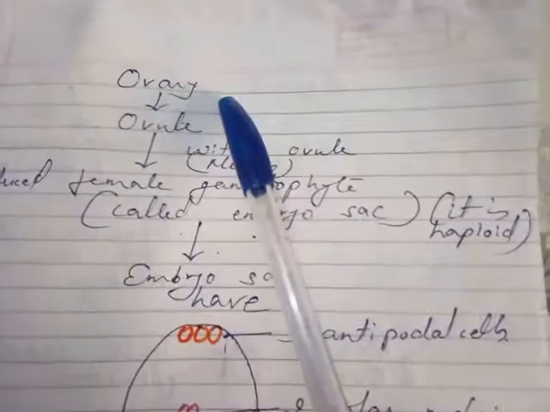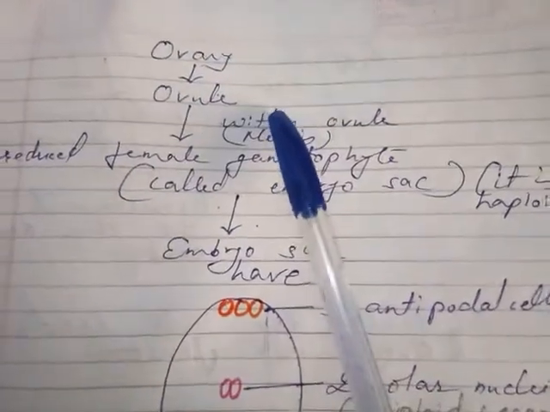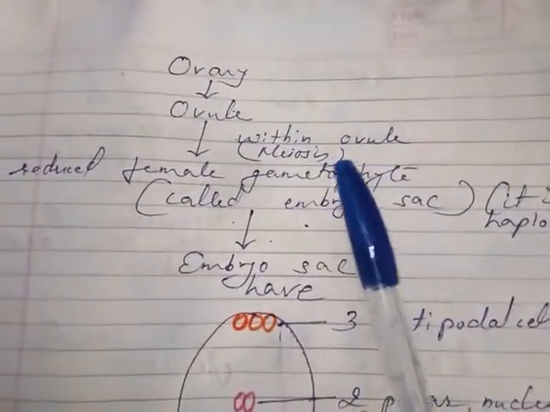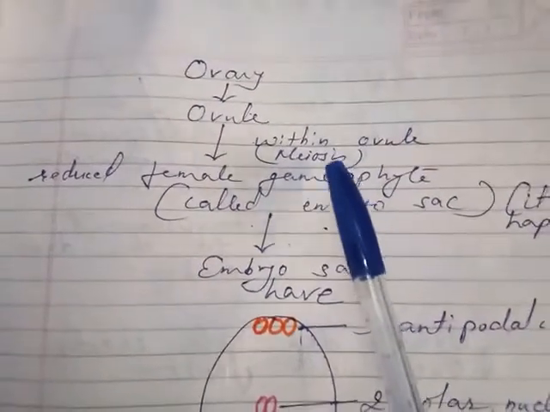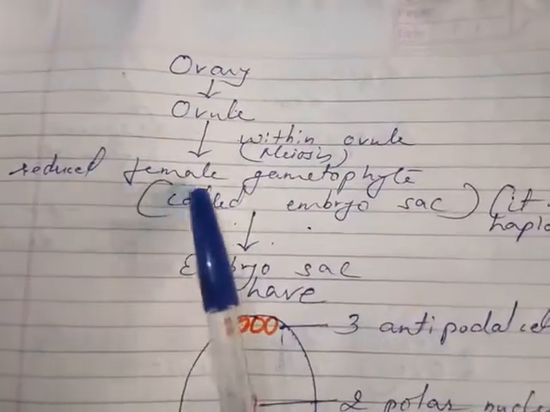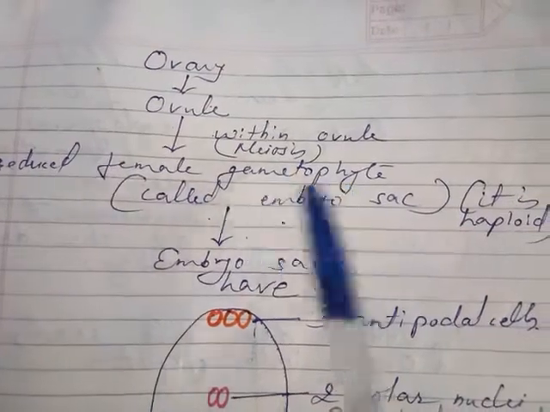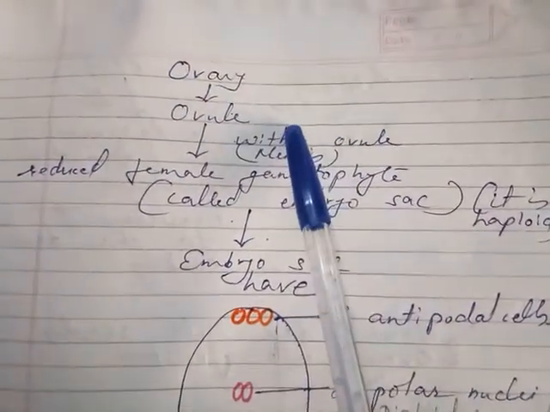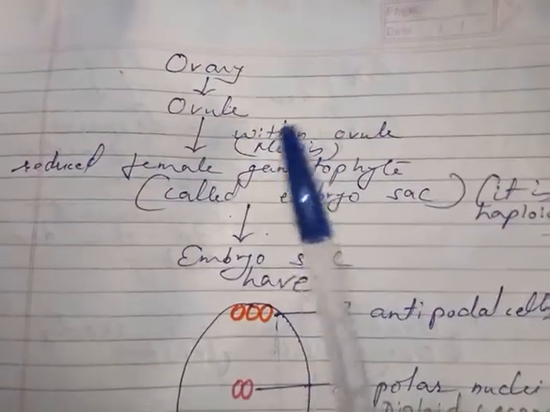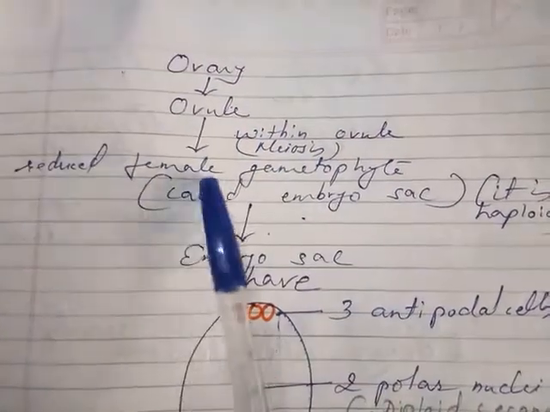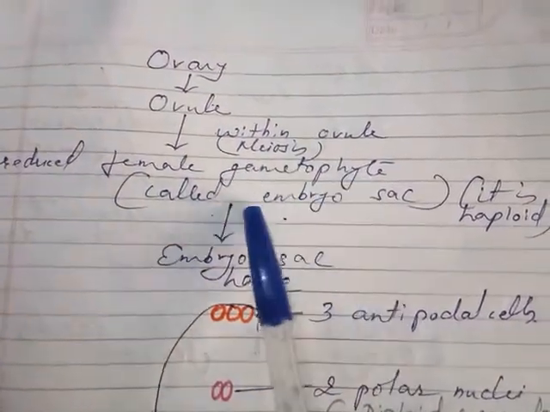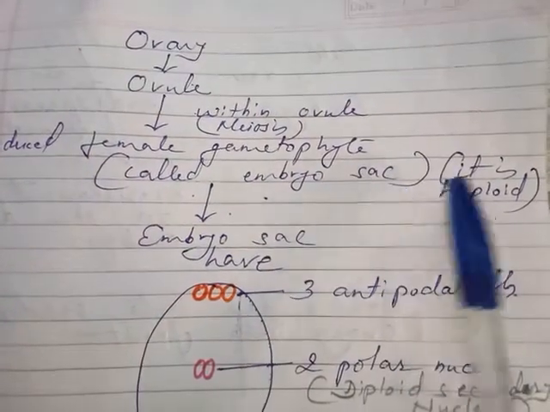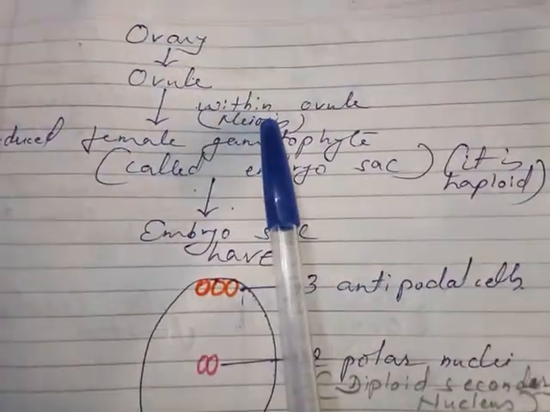So inside the ovary, the ovule will be present. Within the ovule, meiosis takes place and a reduced female gametophyte is present, which is called the embryo sac. It will be haploid because meiosis has taken place.